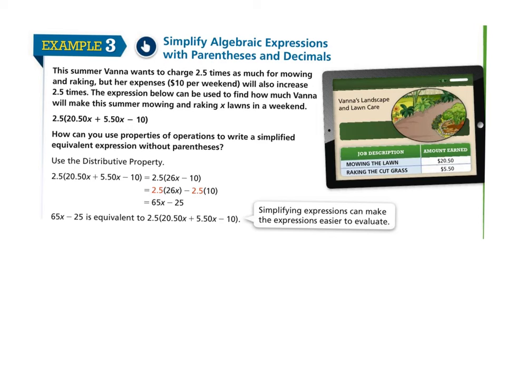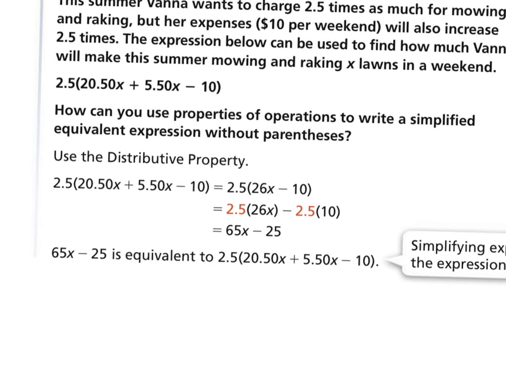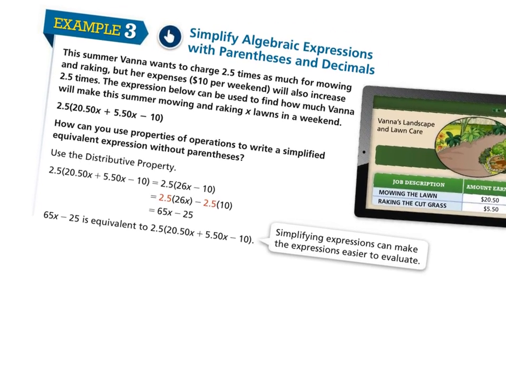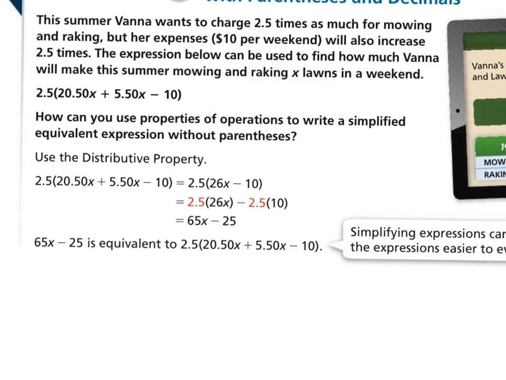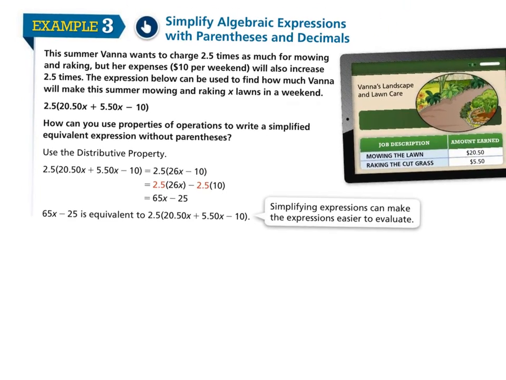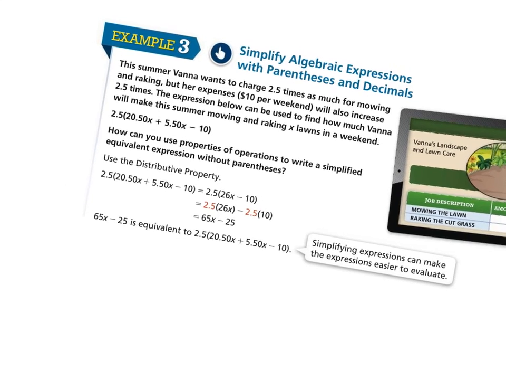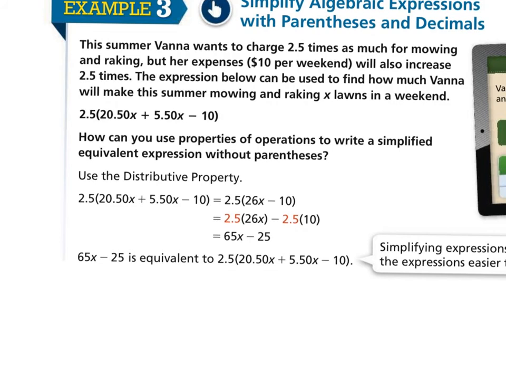Okay, so they got their expression here. If we do x lawns, so we've got 20.50 times x would be for mowing the lawn, what we earn. The 5.50x would be what we make for raking the cut grass, and then the minus 10 is for the expenses. That's what it was. Now she's thinking about charging 2.5 times as much, but again, her expenses are also increasing, so maybe gas prices went up or something, so she has more expenses, so she's raising how much she's charging.